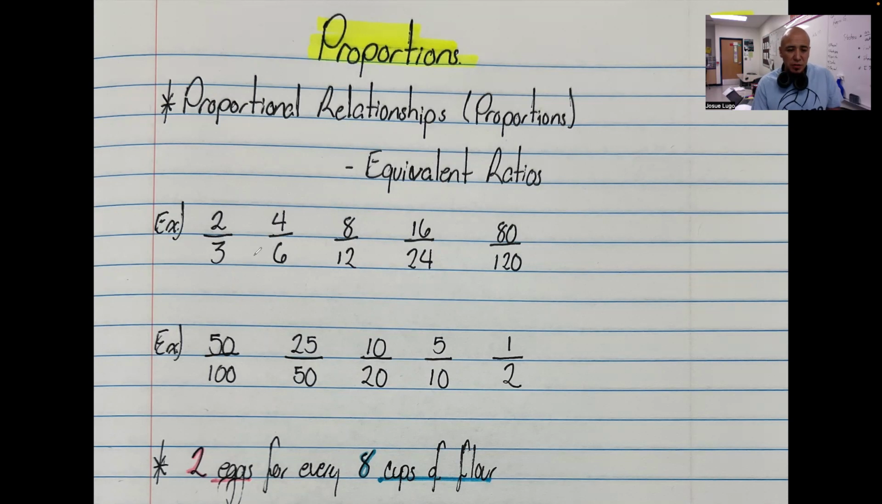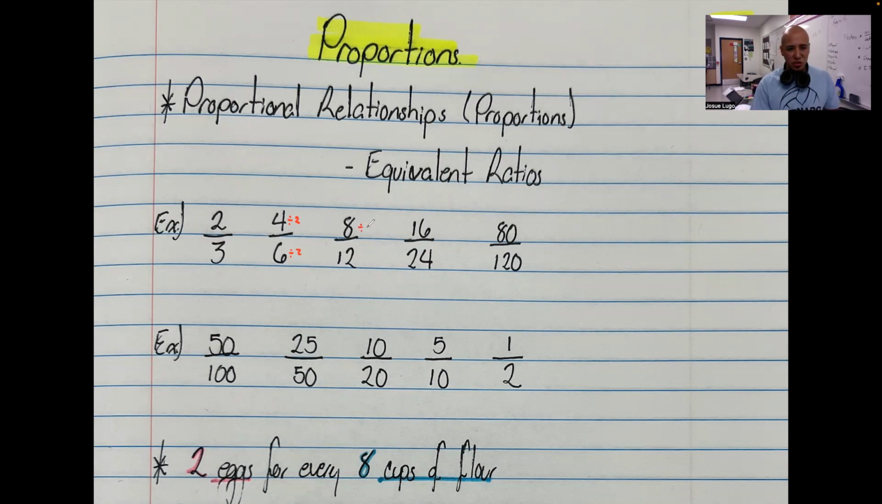Well, ladies and gentlemen, if you notice, all of these fractions will simplify to 2/3. In other words, 4/6, 8/12, 16/24, and 80/120. Each of those fractions, if you simplify them, they will each simplify to 2/3. For example, if I take 4/6 and divide 4 and 6 both by 2, notice that I'm dividing them each by the same factor. That's going to give me 2/3.